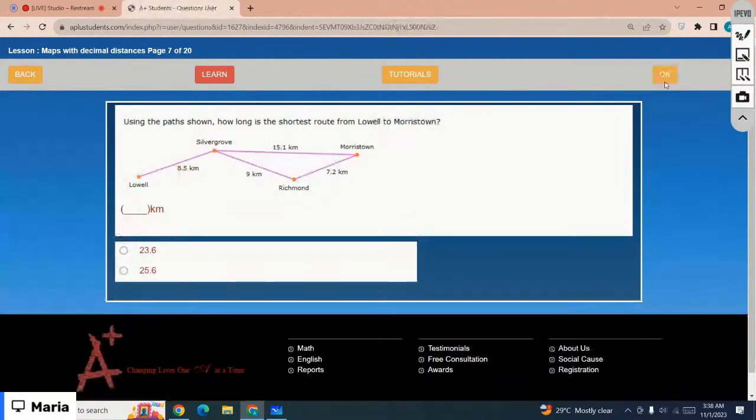Okay, using the path shown, how long is the shortest route from Lowell to Morristown, which is the correct option? The correct option is 23.6.